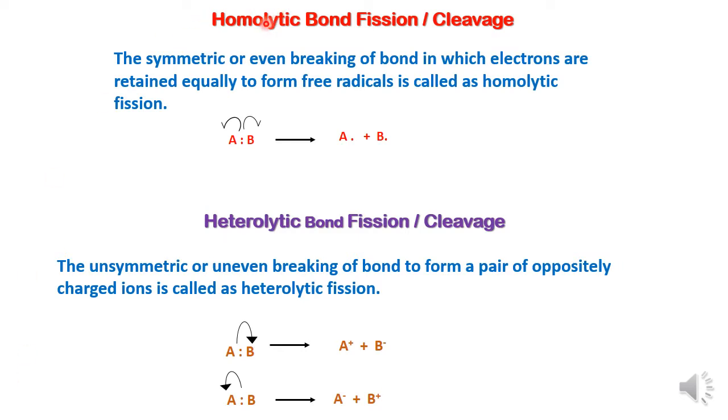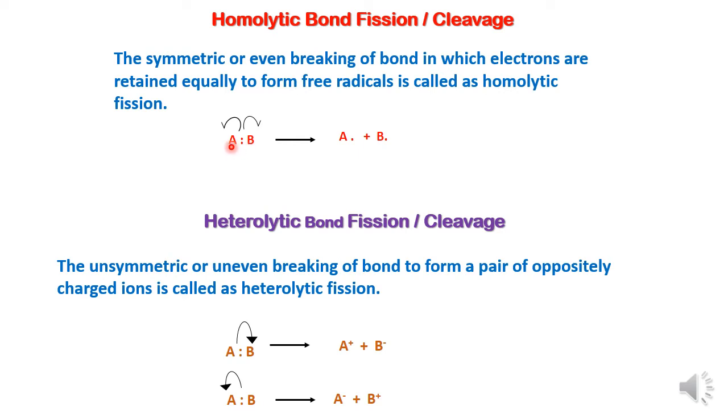Okay, now this is another slide where we will see homolytic bond fission or homolytic bond cleavage. So first we will see the definition. The symmetric or even breaking of a bond in which electrons are retained equally to form free radicals is called homolytic fission. Now with this example we will better understand it.